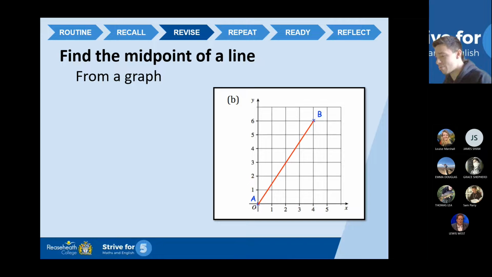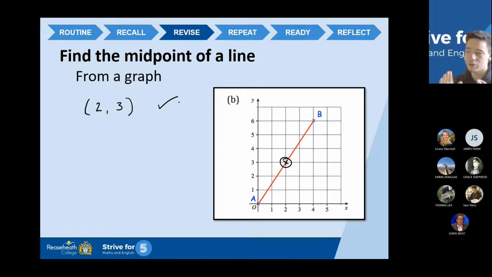Right, next one, A and B, another line. We need to find the midpoint. So once again, very visual. Let's see, I think that is my midpoint there. 2 across, 3 up, 2 across, 3 up. Yeah, perfect. That is exactly the midpoint. So once again, we go across 2 and then up 3. So it's going to be 2, 3. That is my midpoint. Very visual, this.